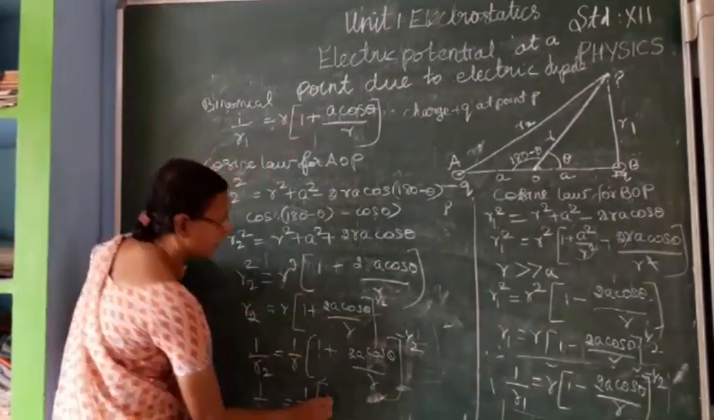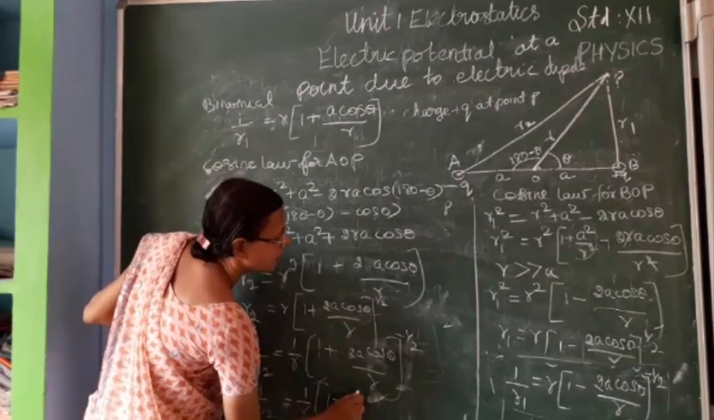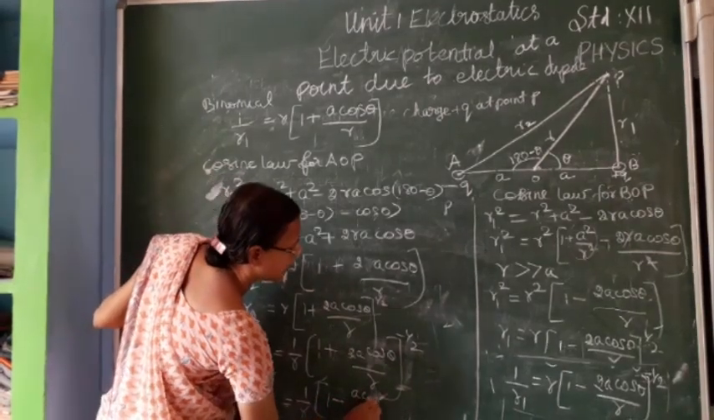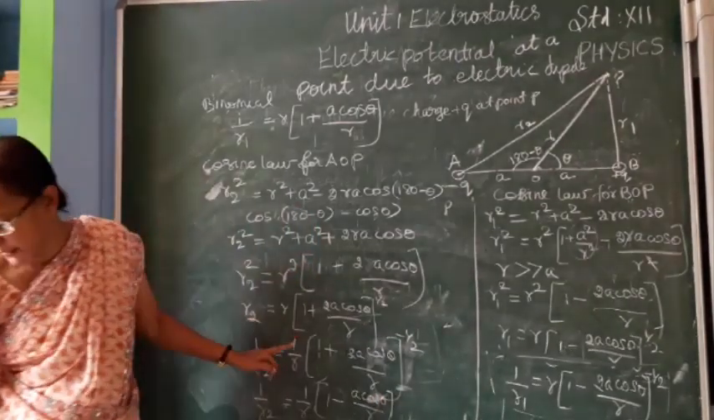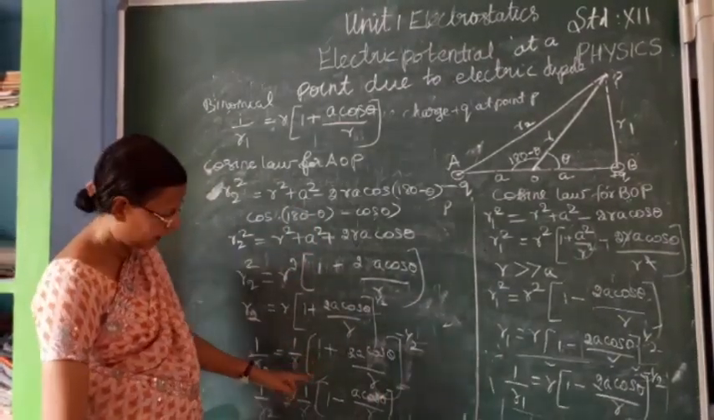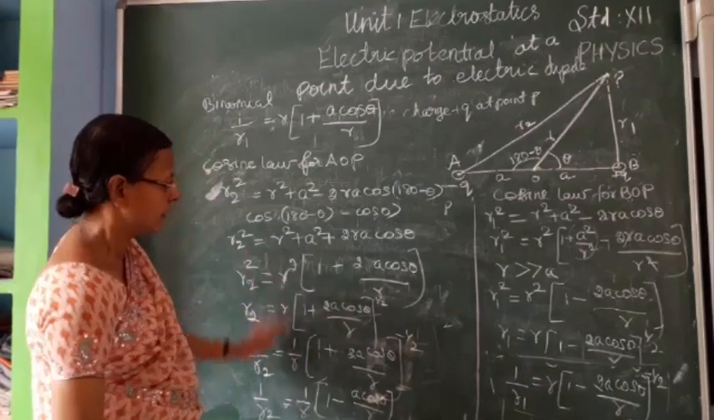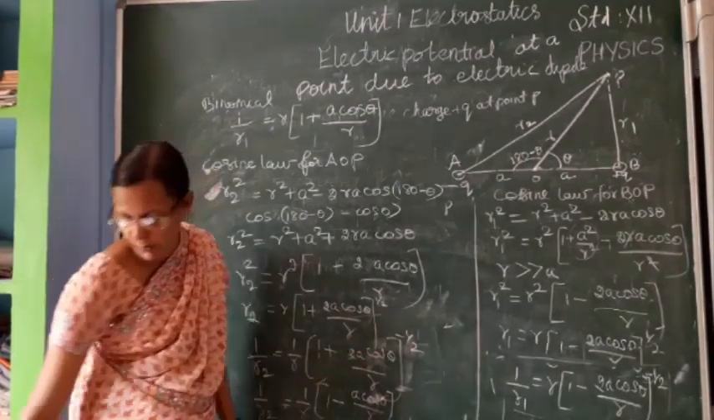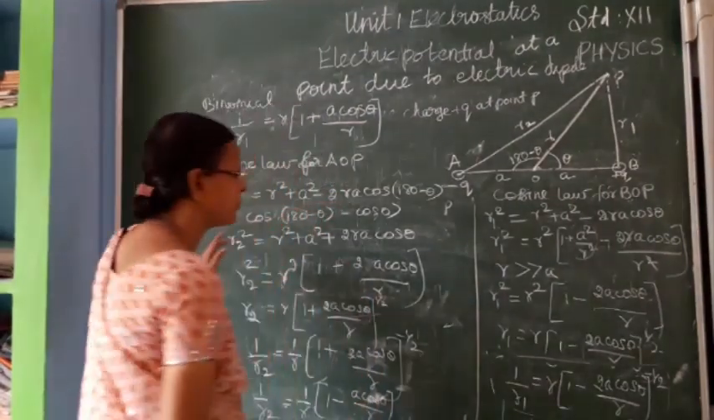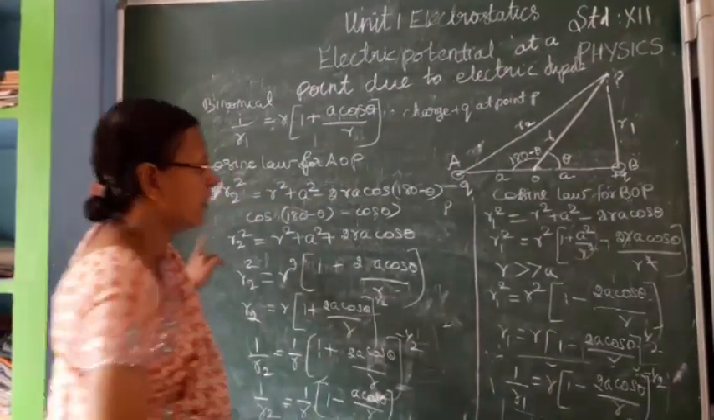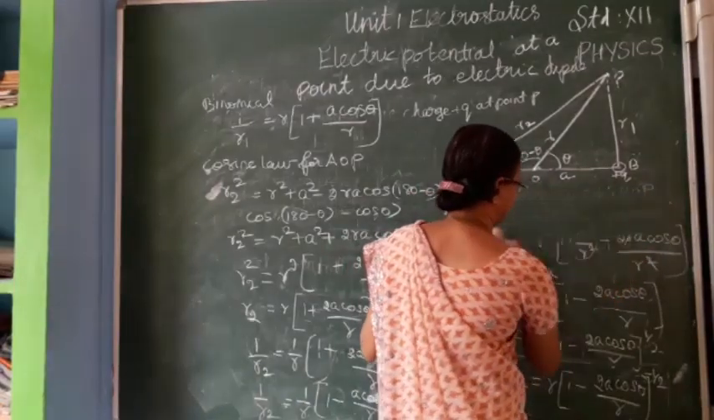Here plus came, so here minus A cos theta by R. Understood all of you? So we found 1 by R1 and 1 by R2. This we have to substitute in the first equation. What is that equation?